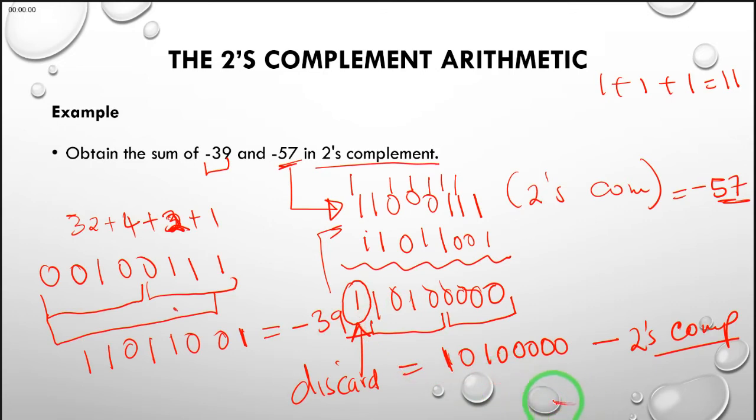If you are now to find the final answer, which we have seen is already in 2's complement, first and foremost this is the final answer, but we cannot understand it unless we first of all convert it to the normal binary so that we can see what it represents.